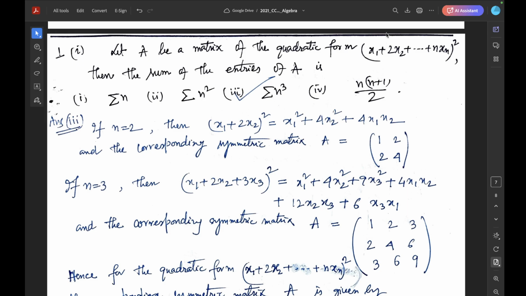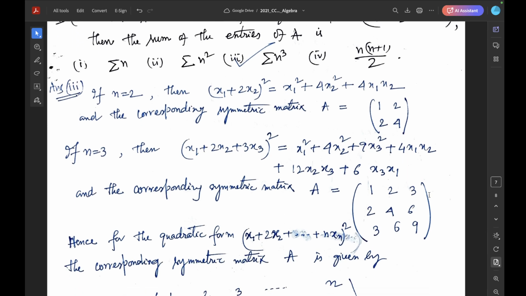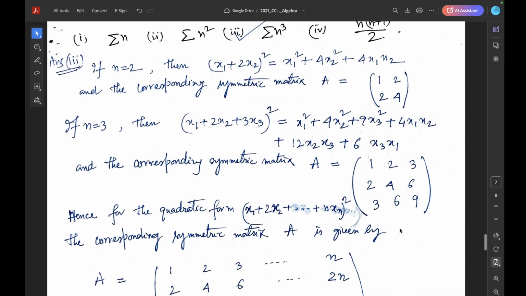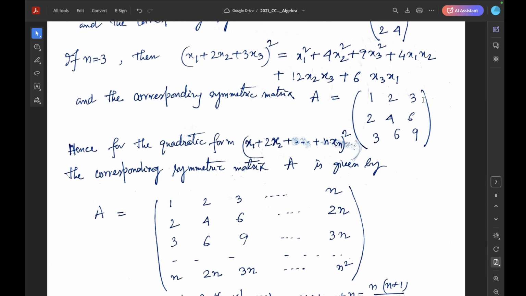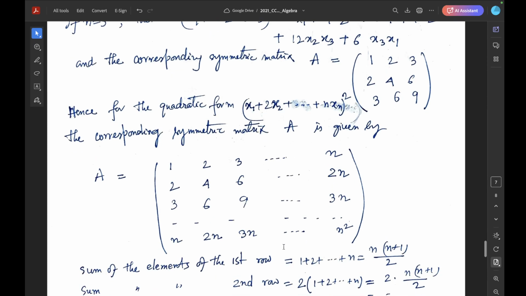If n equals 3, then the quadratic form is (x1 plus 2x2 plus 3x3) whole square, and the corresponding symmetric matrix A equals [[1, 2, 3], [2, 4, 6], [3, 6, 9]]. Hence, for the quadratic form (x1 plus 2x2 plus ... plus nxn) whole square, the first row is 1, 2, 3 up to n. Second row is 2, 4, 6 up to 2n. Third row is 3, 6, 9, which is the first row multiplied by 3, up to 3n. And the nth row is the first row multiplied by n: n, 2n, 3n, up to n square.